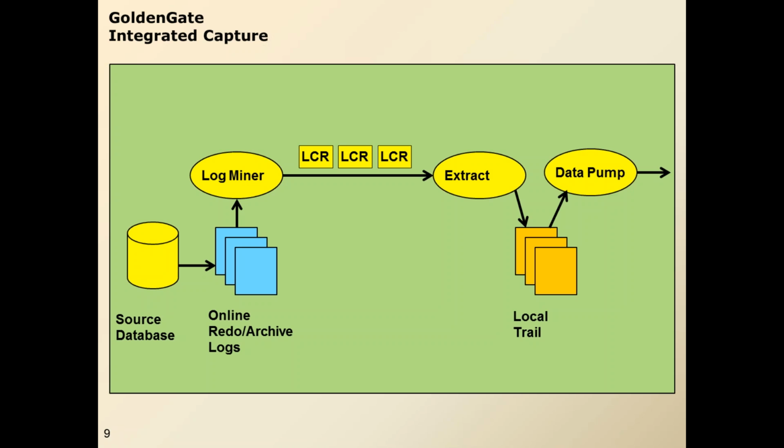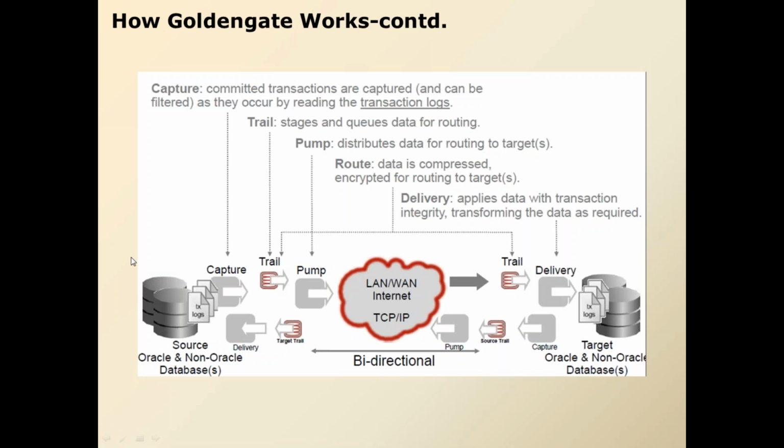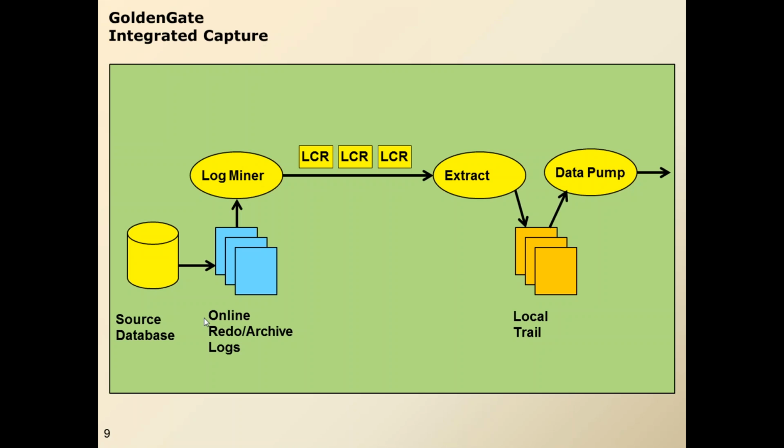Now once the changes are returned into the log miner from the redo logs and archive logs, whatever changes are required by the extract process are passed on by the log miner process to the extract process in the form of LCR, logical change records. If you see in classic capture, your extract is reading the transaction log. However, here extract is not reading anything. It is receiving the change from the log miner.